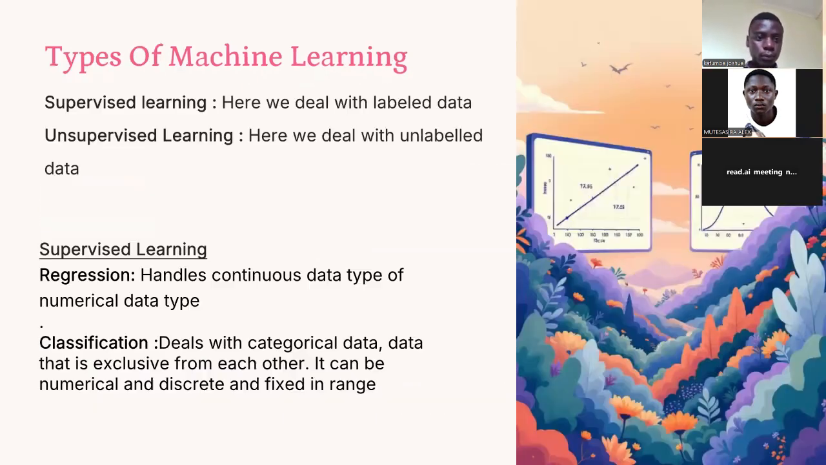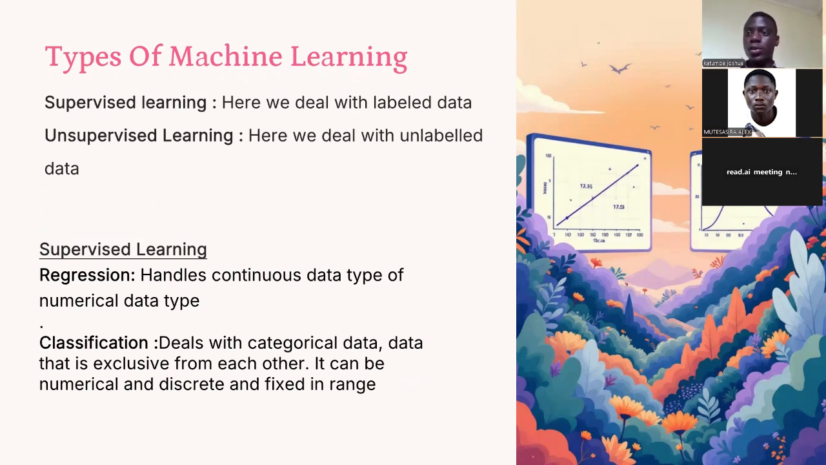Now, in machine learning, there are two types. The first one is supervised learning, and the second one is unsupervised learning. With supervised learning, you're dealing with labeled data, and with unsupervised learning, you're dealing with unlabeled data. Then within supervised learning, we have other methods.